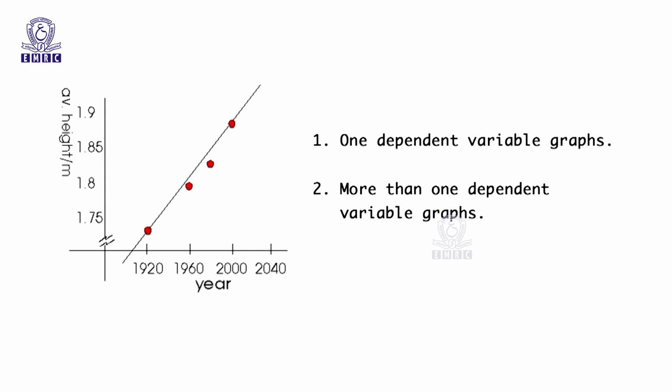After having learnt about the principles for the construction of histograms, there are various types which have been developed. Among them, the frequently used graphs are one dependent variable graphs and more than one dependent variable graphs. In the graphs of one dependent variable, the values of the dependent variable are taken on the y axis, while the time is taken on the x axis.